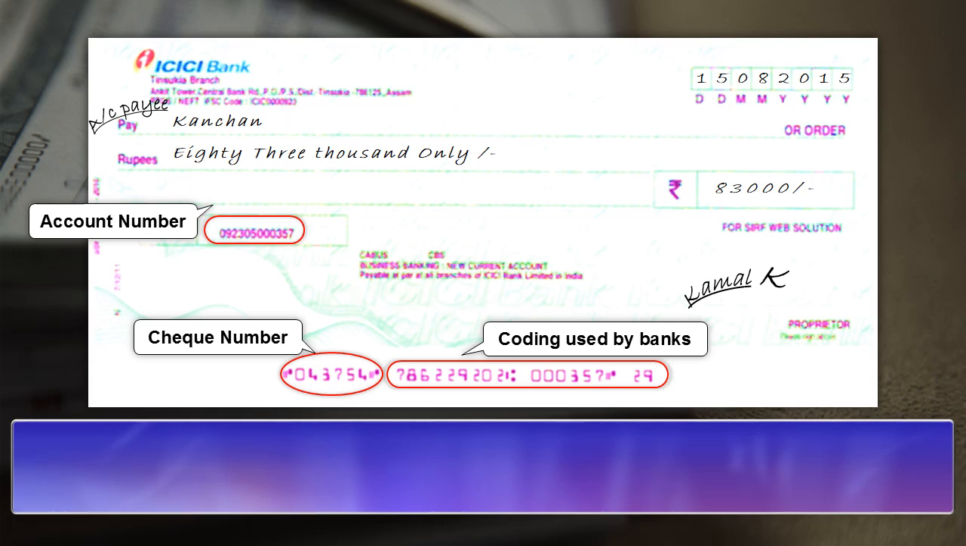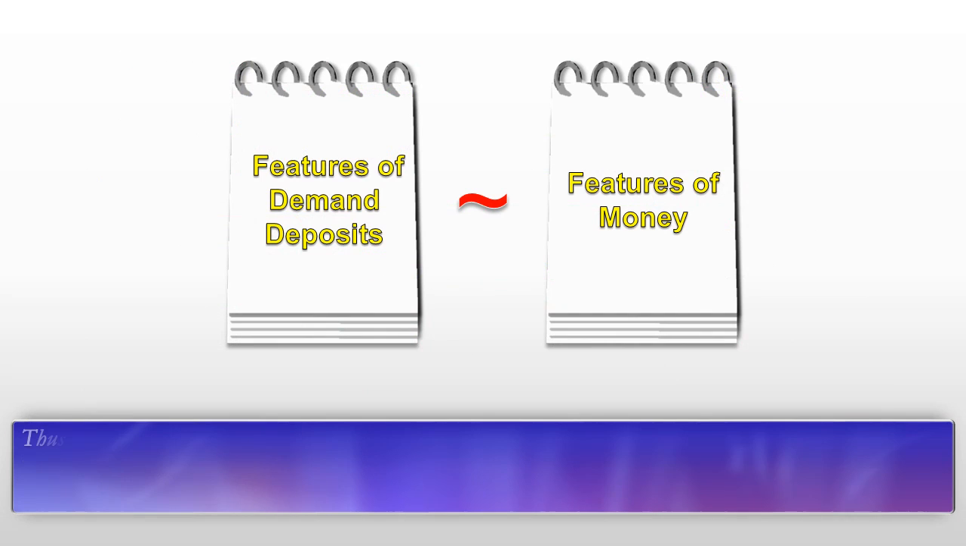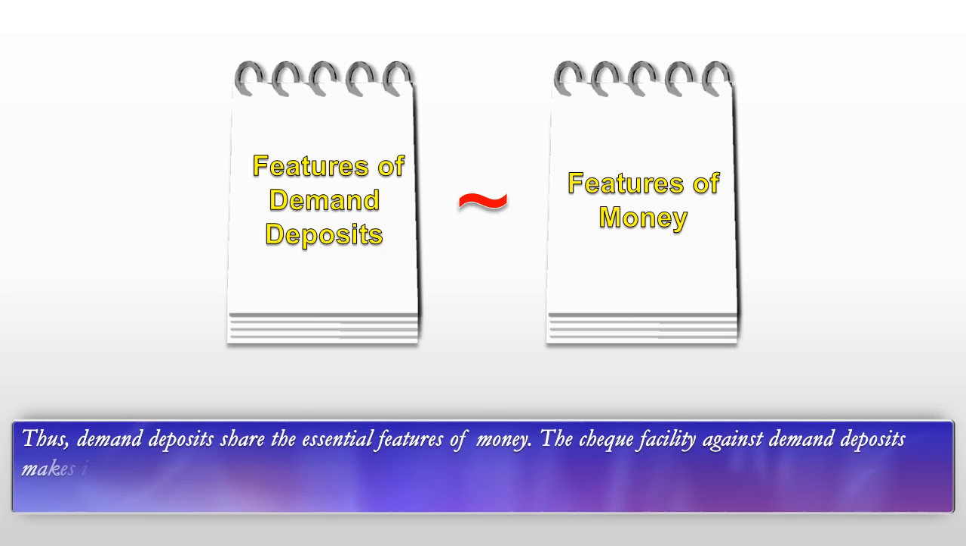The clay supplier takes this check, and deposits it in his own account in the bank. The money is transferred from one bank account to another bank account in a couple of days. Thus, the transaction is complete without any payment of cash. Thus, demand deposits share the essential features of money. The check facility against demand deposits makes it possible to directly settle payments without the involvement of cash.